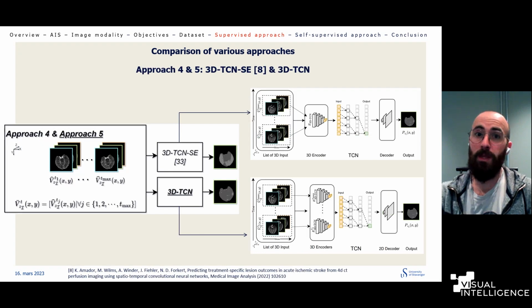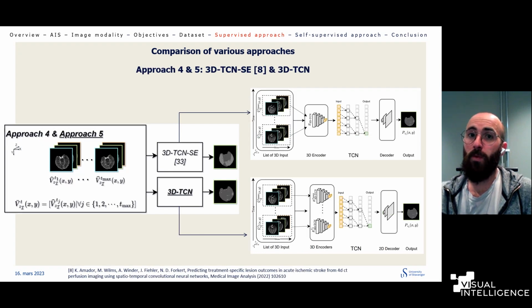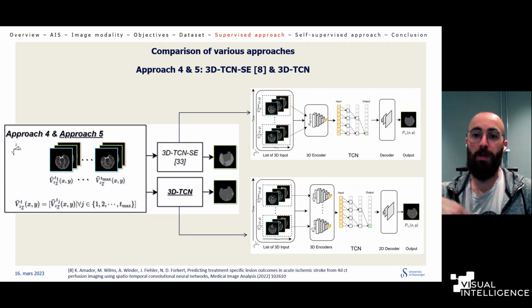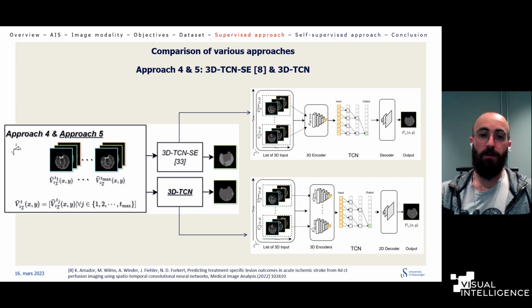They also propose a 3D temporal convolution network with a single encoder, which is the one on the top right of the figure here. But we also tried to exploit this architecture with multiple 3D encoders. So here, again, we have the time points treated separately, but at the same time, we take into consideration the neighboring slices of the scan.